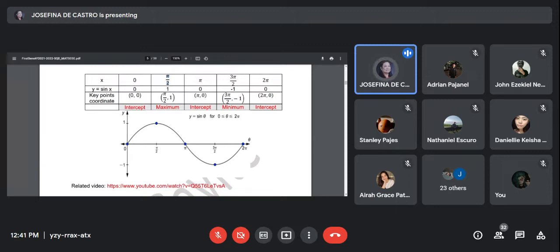And you can remember the pattern: intercept, maximum, intercept, minimum, intercept. Ang ibig sabihin, pag sinabing intercept, point on the x-axis; intercept, maximum point, intercept, minimum point, intercept. Yun lang yung kailangan mo. 5 intervals lang, starting from 0.